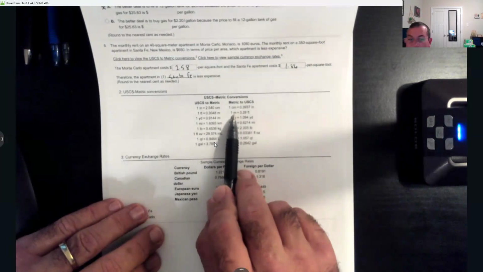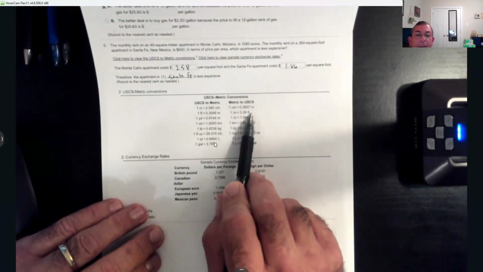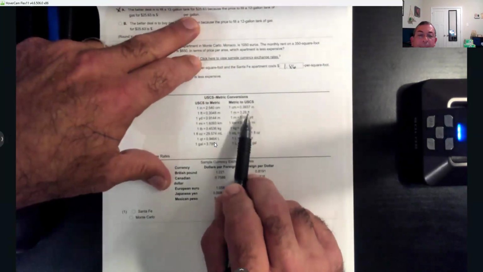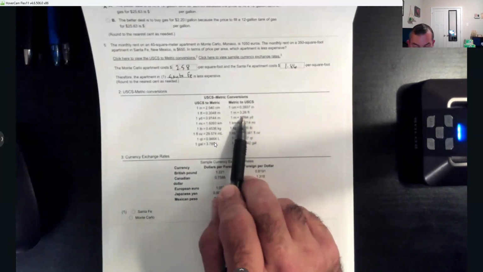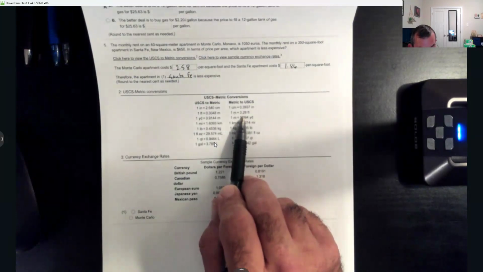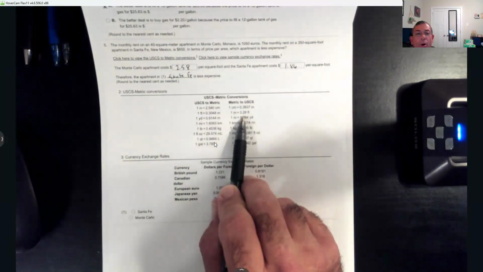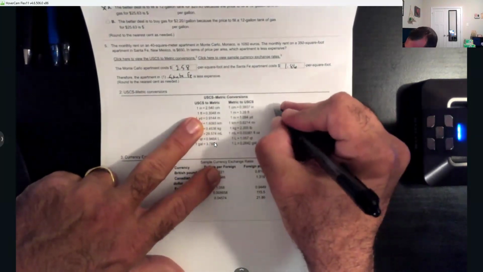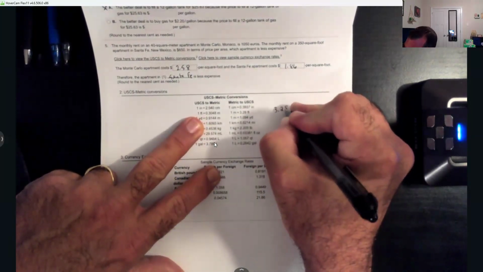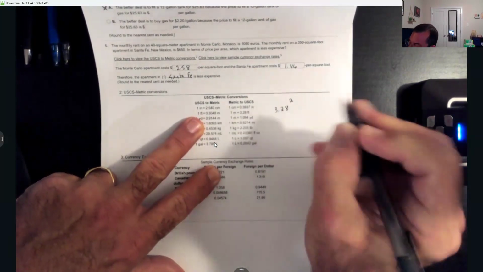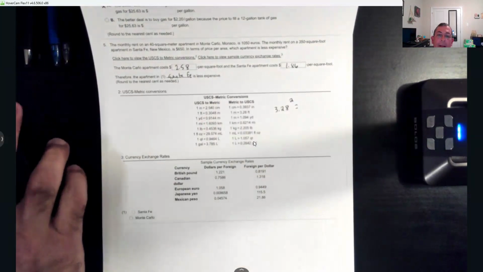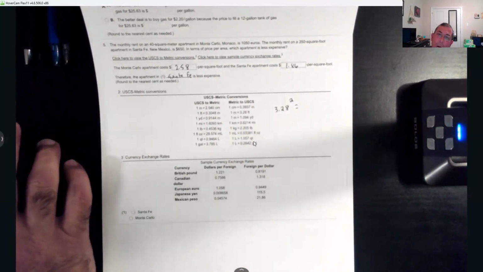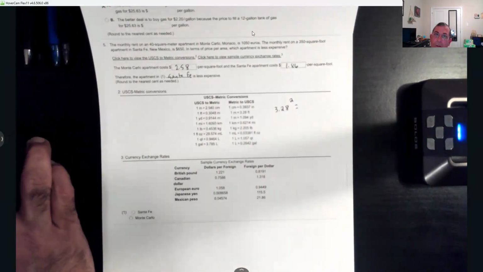Here's the conversion from meters to feet. But since I'm looking for square feet, we need to square this number when we put it into our conversions. So if you have 3.28, we're going to square that so that we can get our conversion, okay? You can't square the feet without squaring the number on those.